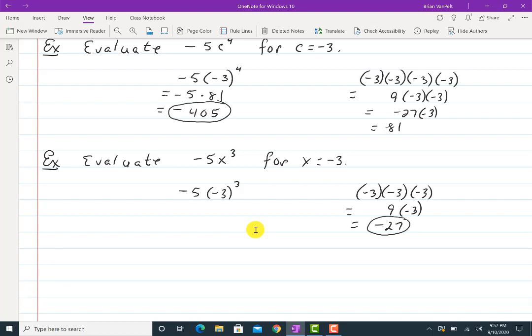Oh, I got a little ahead of myself. That's not the finished problem. Now, this is going to be negative 5 times negative 27. Negative times a negative is positive, so I don't have to worry about writing a minus sign. And then 5 times 27, which is what I want to do next. 5 times 7 is 35, and I'll put a 3 up there. 5 times 2 is 10, plus 3 is 13. So I have positive 135.